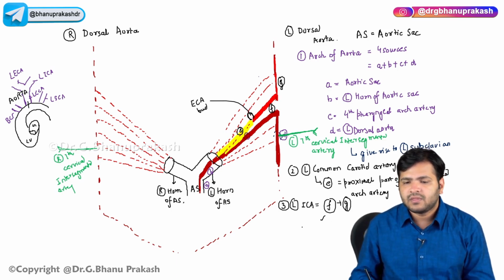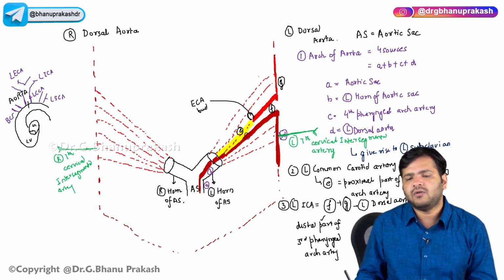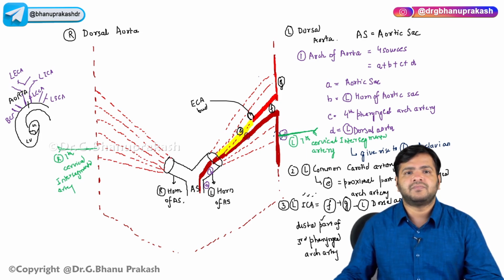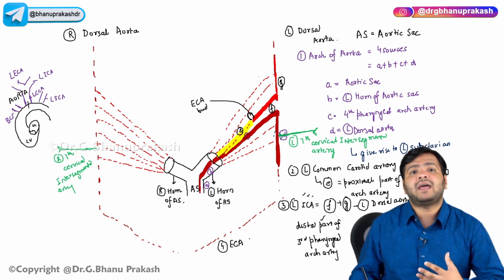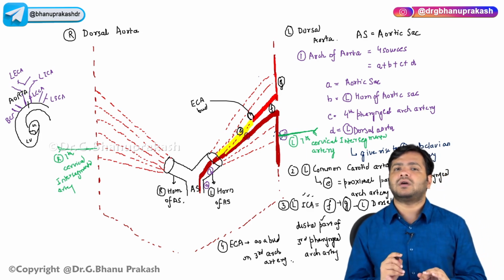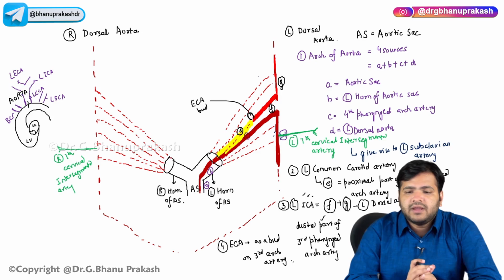Now this F is what? It is the distal part of the 3rd pharyngeal arch artery, and G is the left dorsal aorta. They both will contribute to give rise to the internal carotid artery. And obviously the external carotid artery will be developed as a bud on the 3rd arch artery, right? So this is about the branches that you can see over here, the common carotid and all these branches, right?